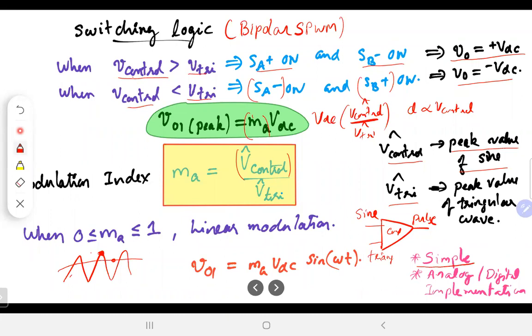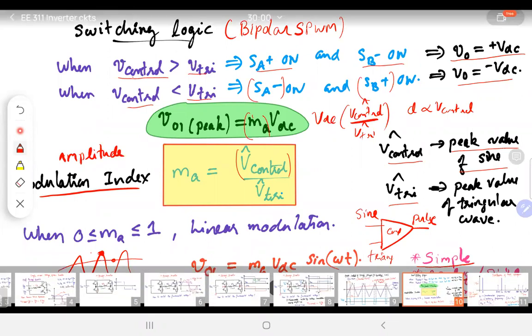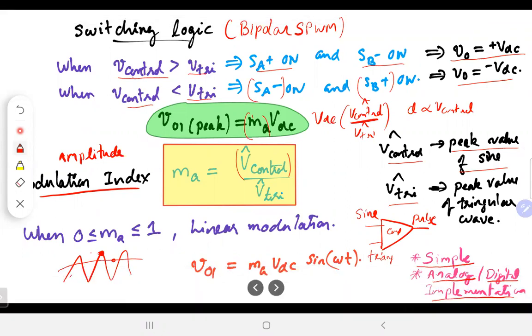Okay, so it's not very difficult to generate a logic of this sort, and it is possible to do analog implementation as well as digital implementation. In the olden days, in the 1970s and 80s, when the computer was not so popular, this was a very common method to generate the pulse width modulation. We call that MA the modulation index, or rather, to be precise, the amplitude modulation index. That's why the suffix A comes there: the modulation index of amplitude.